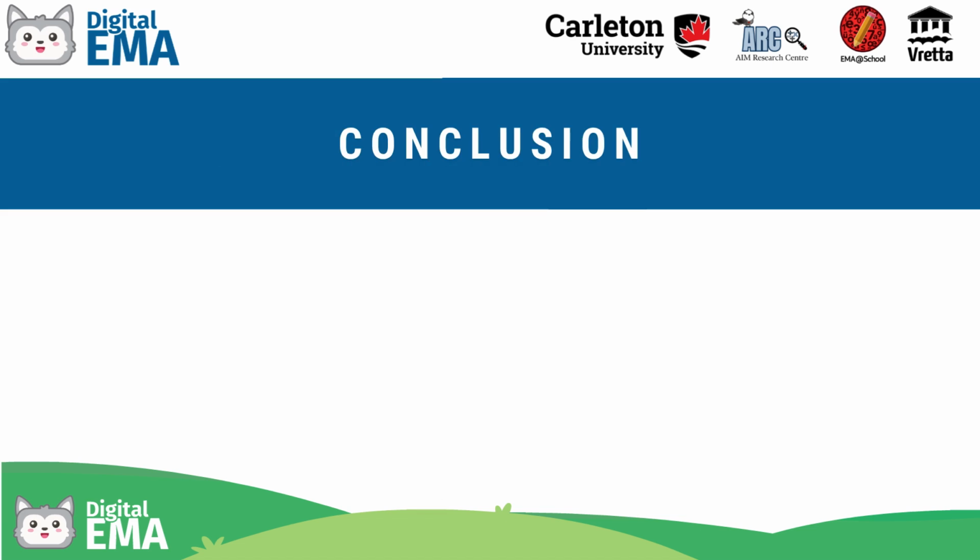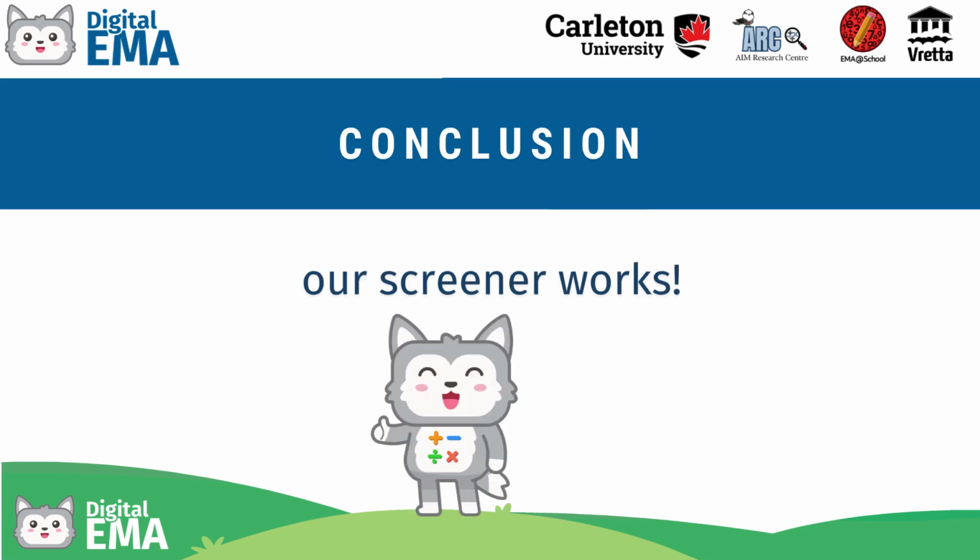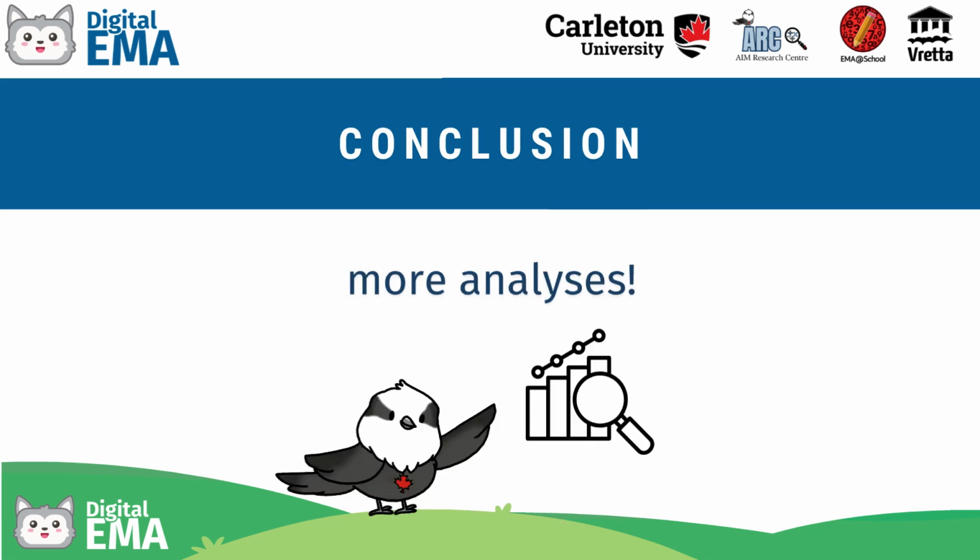Our results show classical numerical cognition effects from theory also emerge in the classroom and support the validity of our numeracy screener. Moving forward, we can now do more detailed analyses with data obtained from our digital numeracy screener.